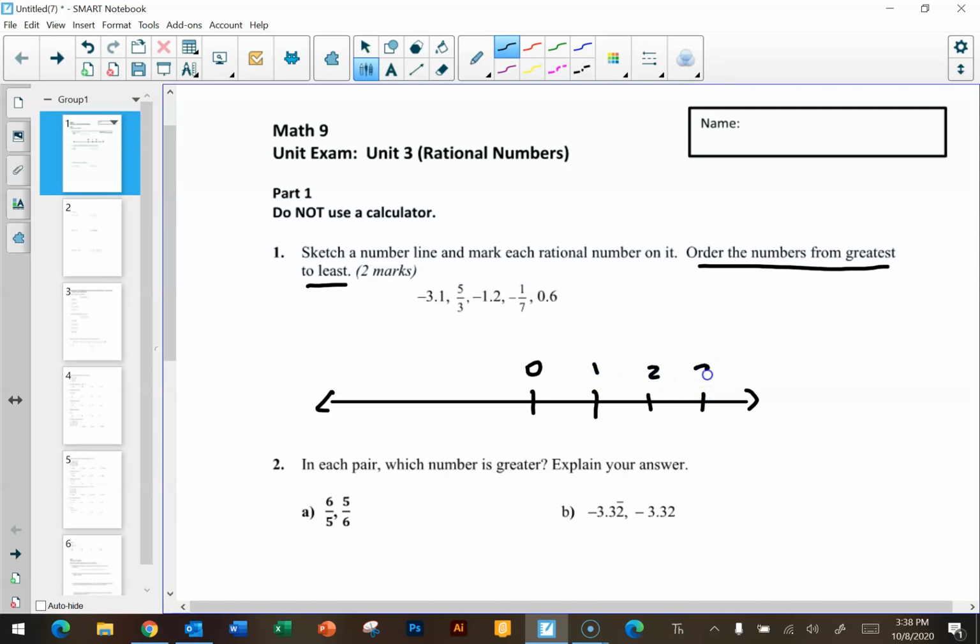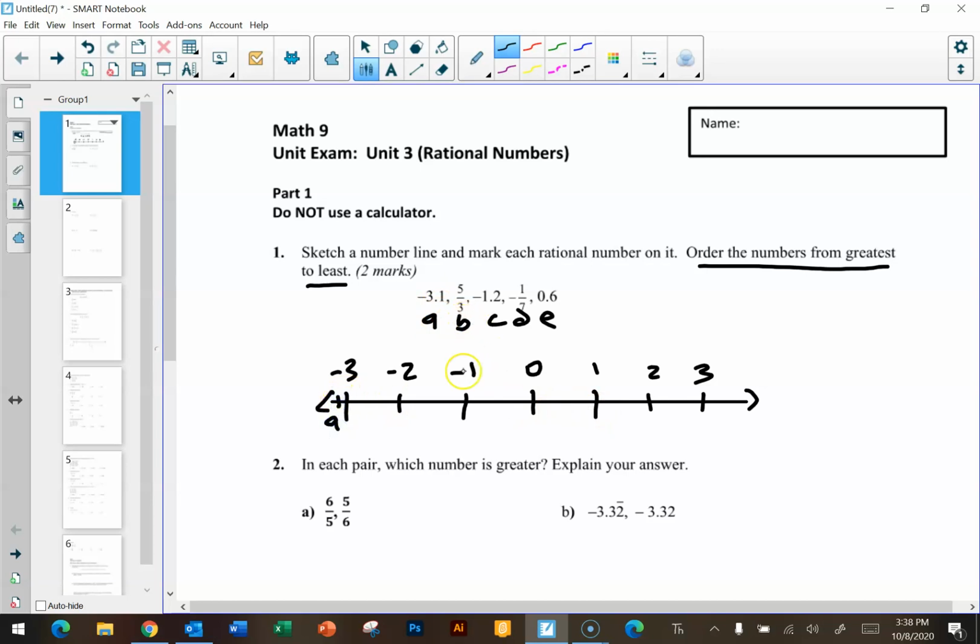There's 1, 2, 3, and then on the other side, 1, 2, 3. Hopefully those are about the same. -1, -2, -3. And then I find it's a little neater if you just put a letter underneath each one of these. Okay, so now let's start with A, -3.1, so that'd be right about here.